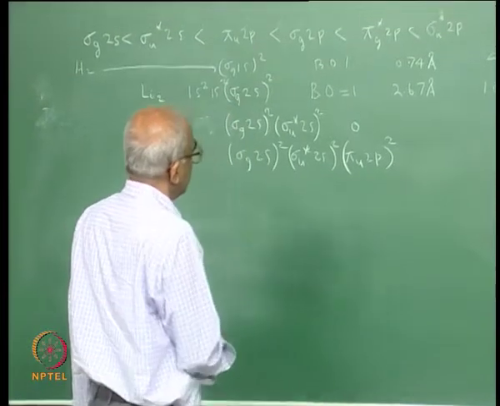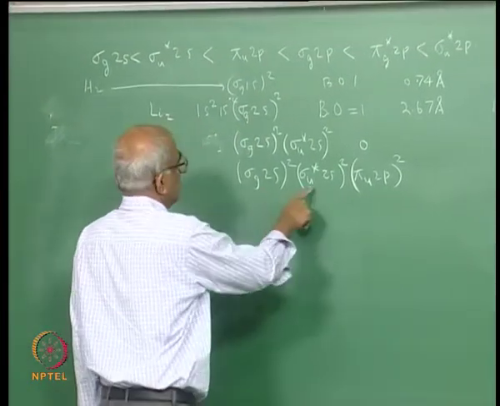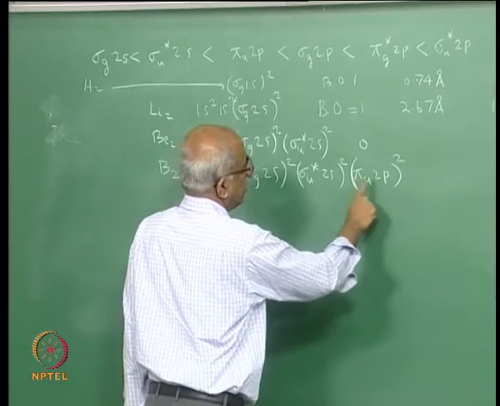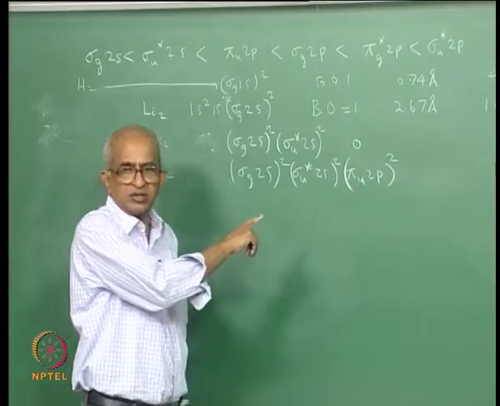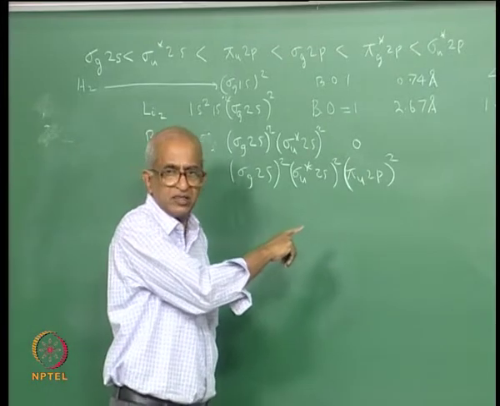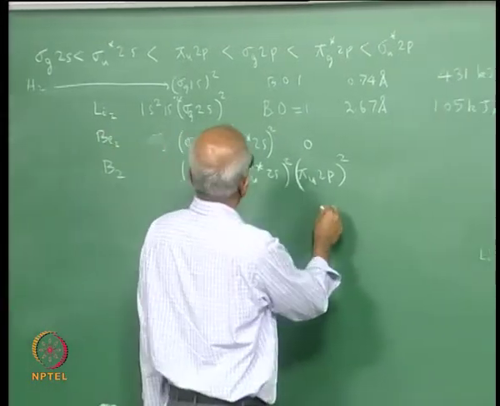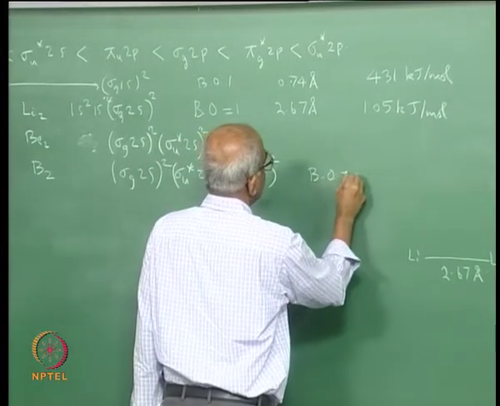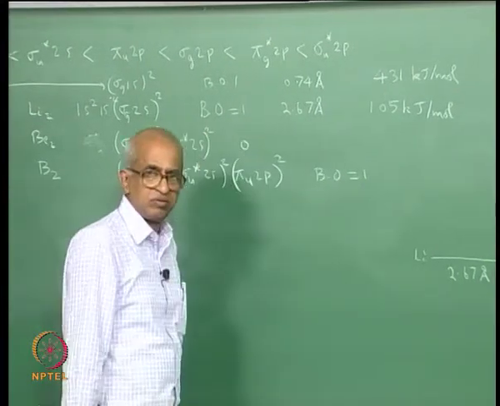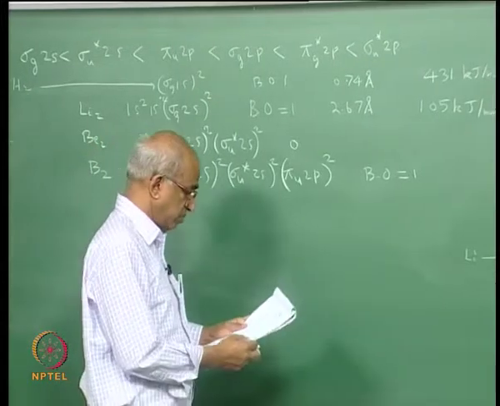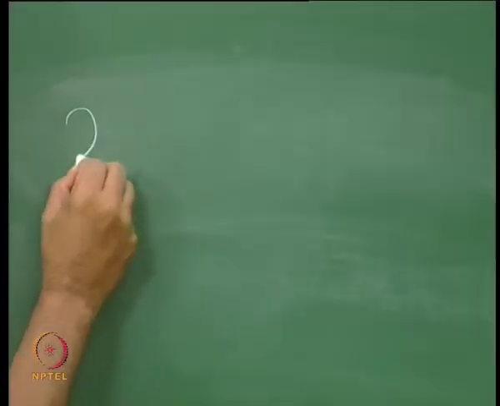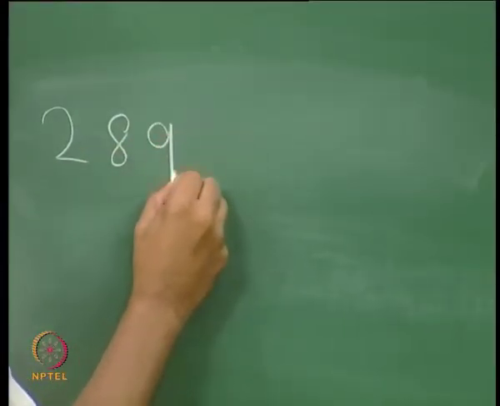And then what about the bond order? Well, the bonding due to this is cancelled by the bonding due to that, but these are bonding orbitals and there are 2 electrons sitting in these bonding orbitals. So, therefore, bond order is going to be how much? It is going to be 1. And bond energy you can measure, it is found to be 289 kilojoules per mole.